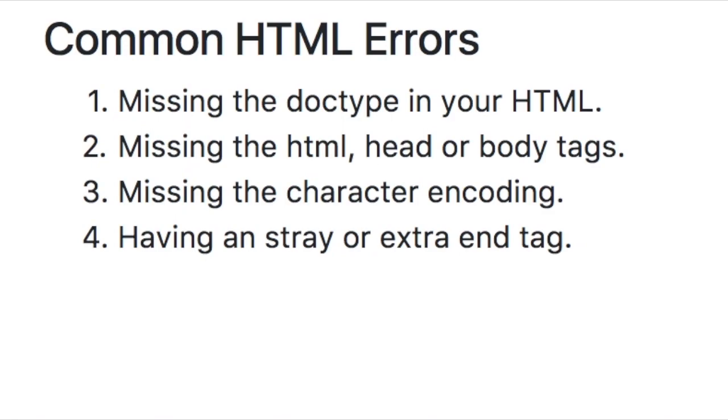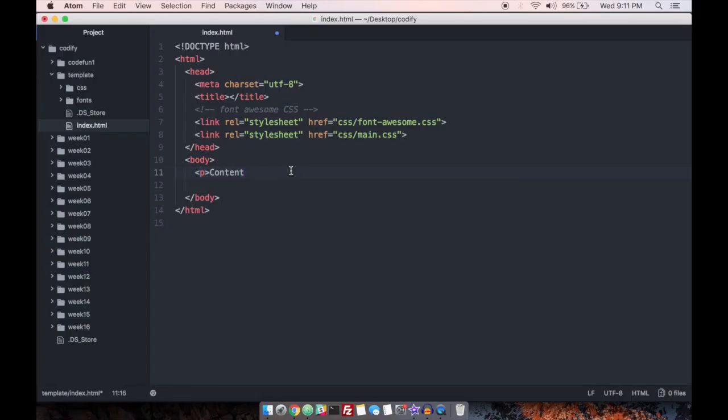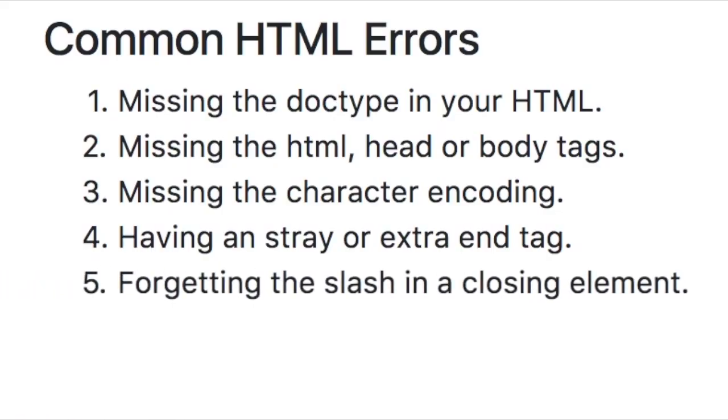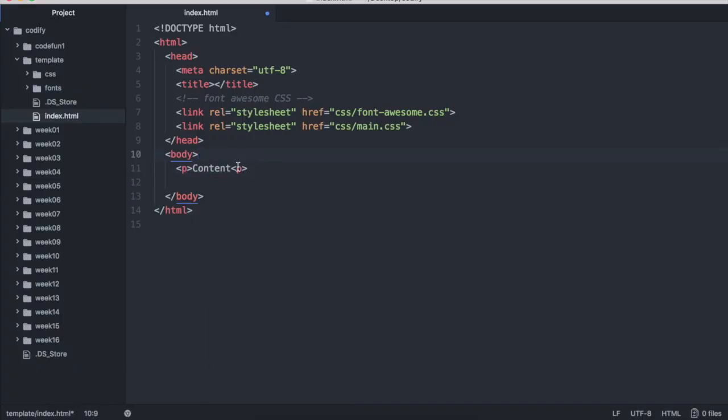Common error number 4, having an extra end tag when there shouldn't be one, or forgetting the end tag of an element. Just remember that normally an element has a start and an end tag. Common error number 5, forgetting the slash in a closing element. This error can be avoided if you use the shortcut in your text editor to make elements for you. Again, when I was learning to code, this wasn't a thing, so take advantage of it.